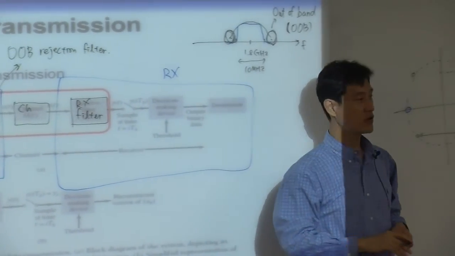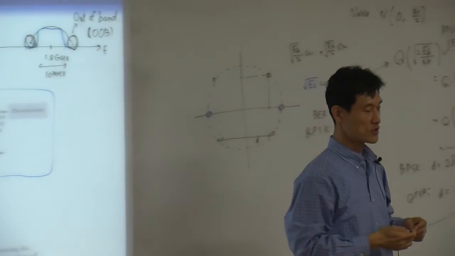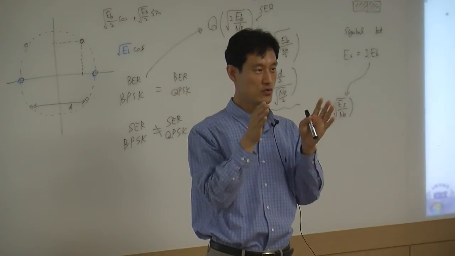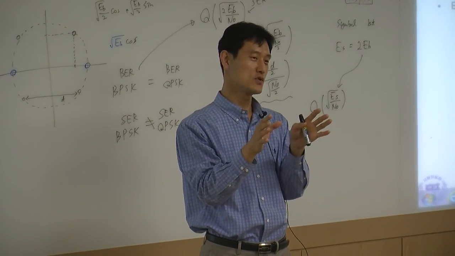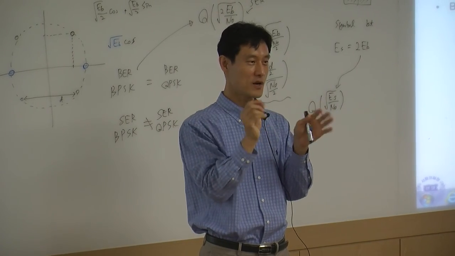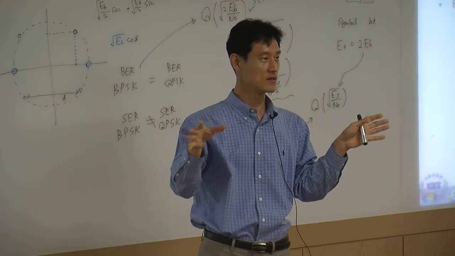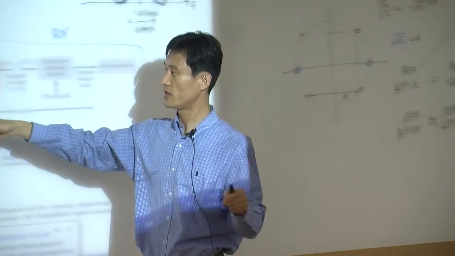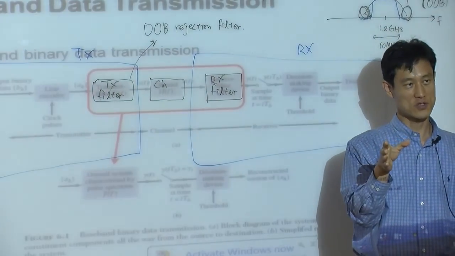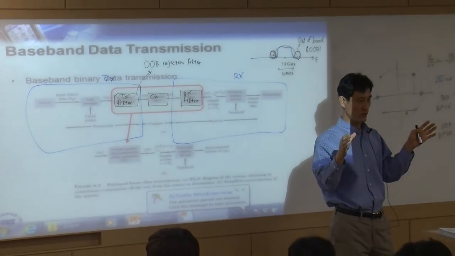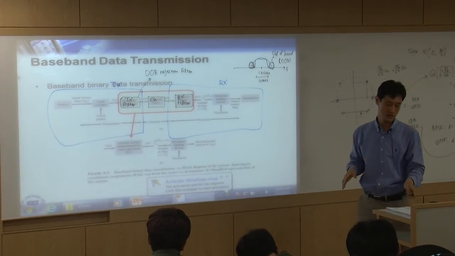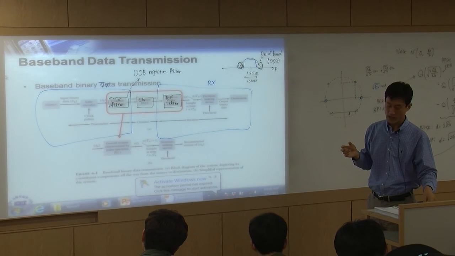You need to have this out-of-band rejection filter because you are supposed to transmit only within your band. You are not supposed to transmit any signal power into the out-of-band because that's used by others, right? And this filter will make sure that your transmit power is only within your band. That's the main reason.